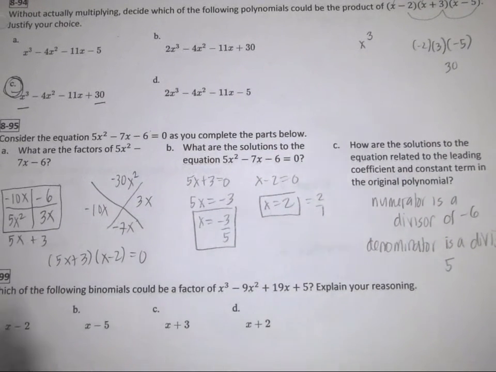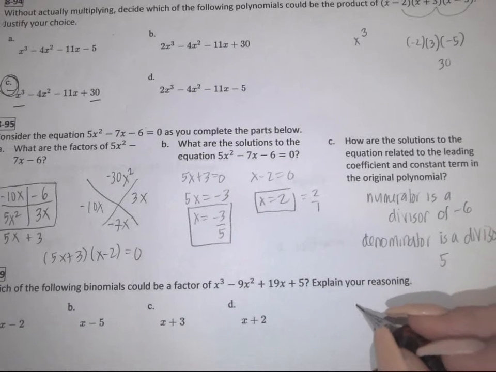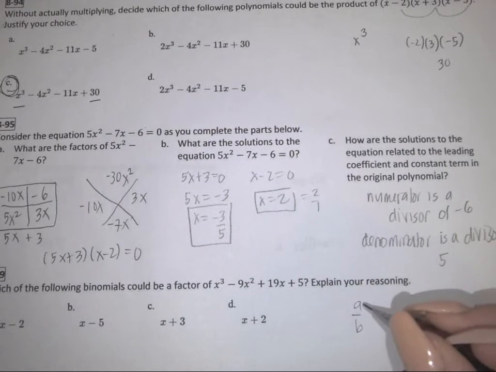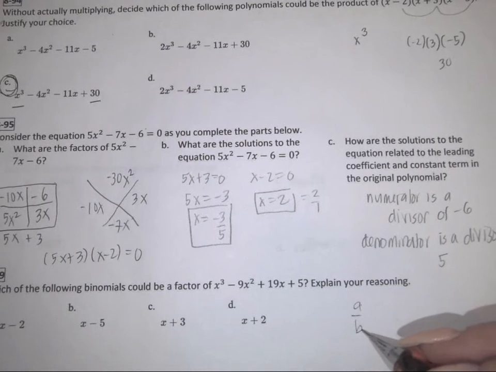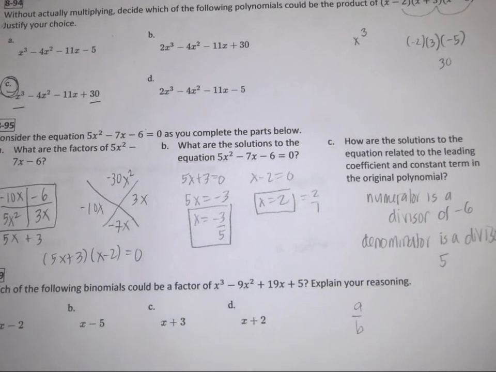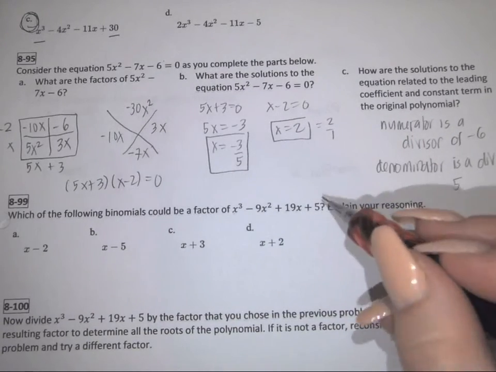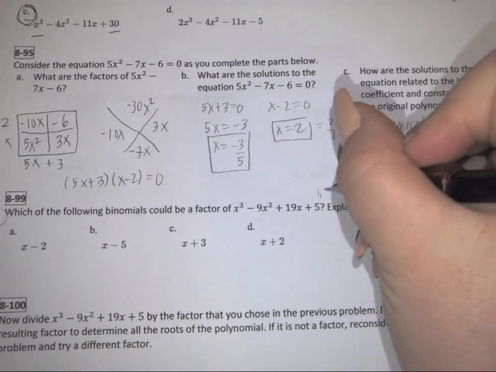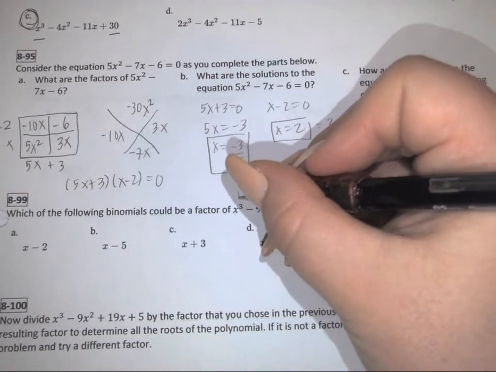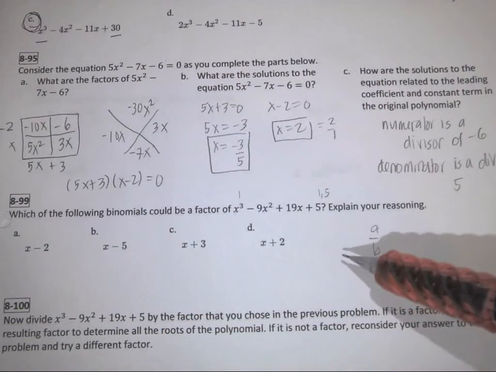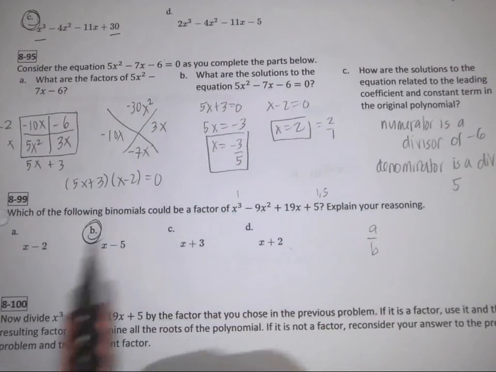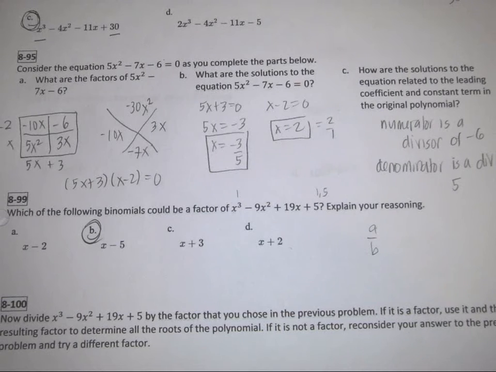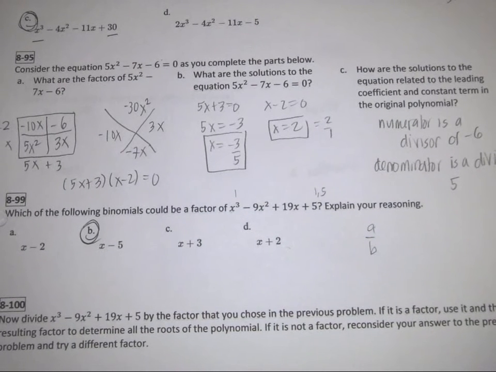So that means that any answer a over b, a has to divide the constant and b has to divide the leading coefficient. So, for instance, the things that go into 5 are just 1 and 5, and the thing that goes into 1 is just 1. So the only binomial that could be a factor would be this one, because 3, 2, and 2, none of those go into 5.